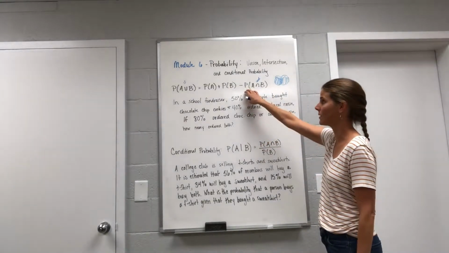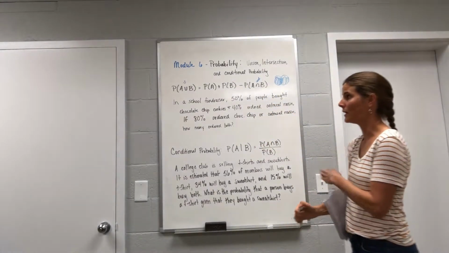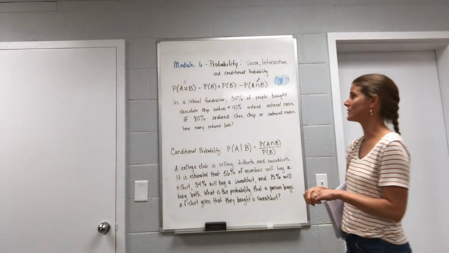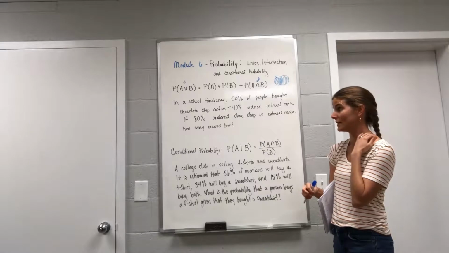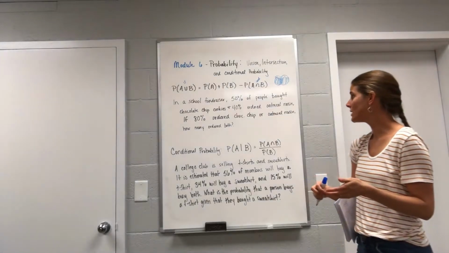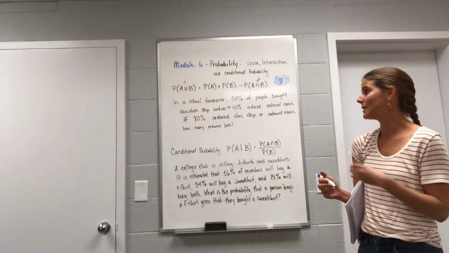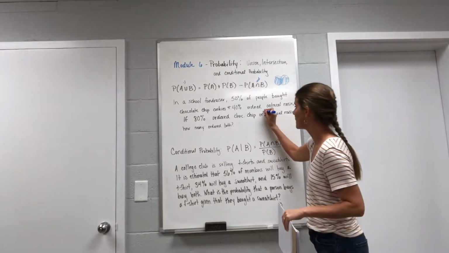We're going to take this formula and apply it in an example here. In a school fundraiser, 50% of people bought chocolate chip cookies and 40% ordered oatmeal raisin. If 80% ordered chocolate chip or oatmeal raisin, how many ordered both? All right, the keyword here is "or."